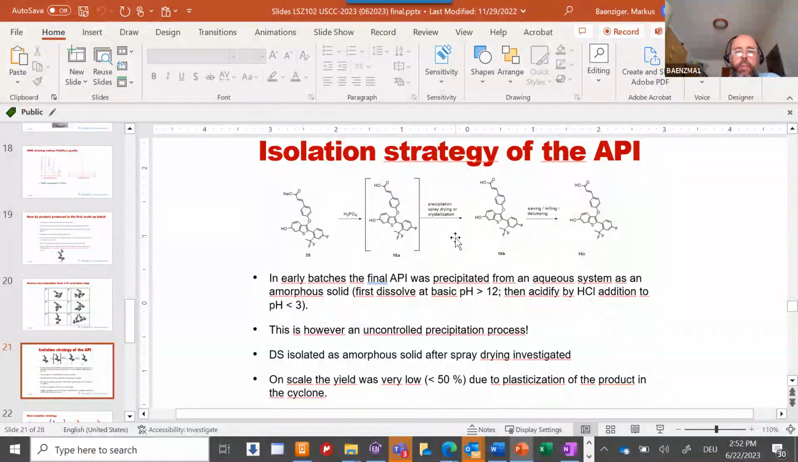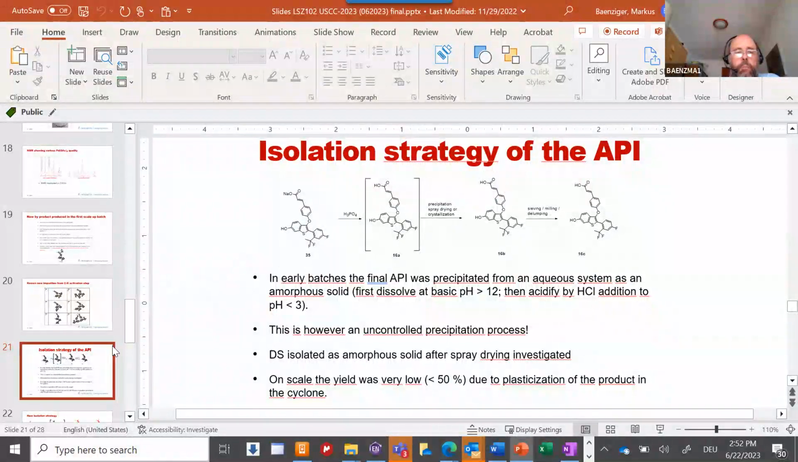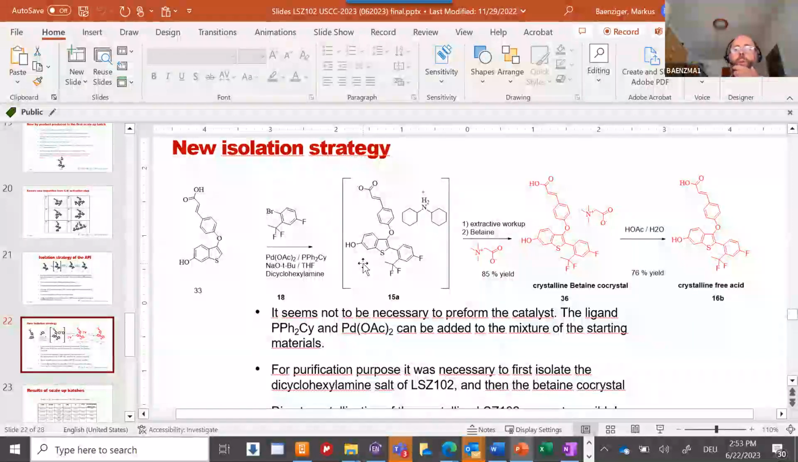However, the yield of the spray drying was very bad. There was some kind of plasticization of the product in the cyclone. So there was a big yield loss in this isolation after the spray drying. So then obviously new isolation strategies were carried out by our crystallization experts. And then they found that the LSZ can be crystallized as a co-crystal with a beta in here, which is the structure here.